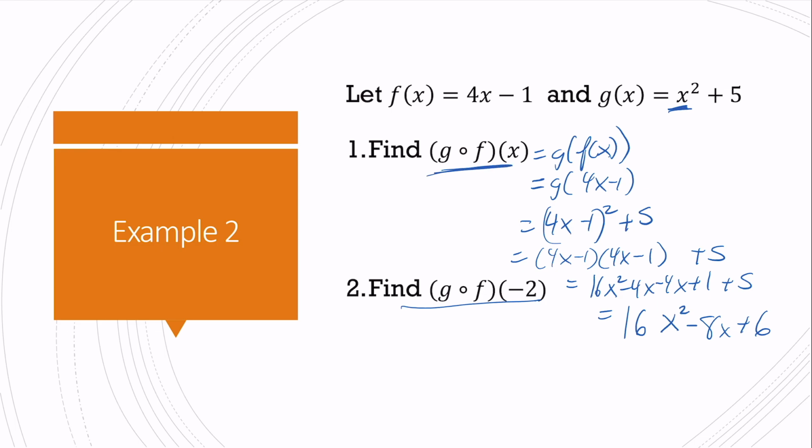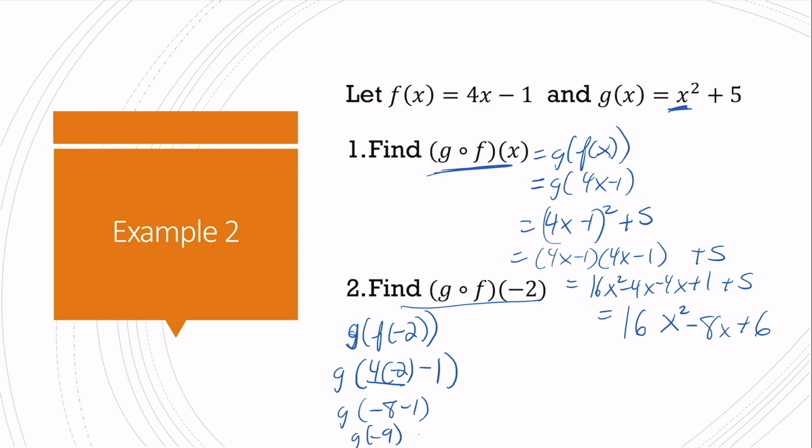I can still also substitute in a specific value for x. In this case, when x is negative 2, I take this as g of f of negative 2. So g of 4 times negative 2 minus 1. That's g of 4 times negative 2, that would be negative 8 minus 1. So now I have g of negative 9. That means I want negative 9 squared plus 5. Well, negative 9 squared is 81. 81 plus 5 is 86 for our final answer.